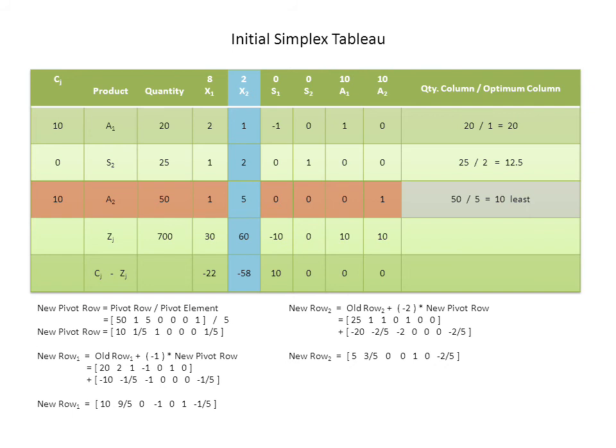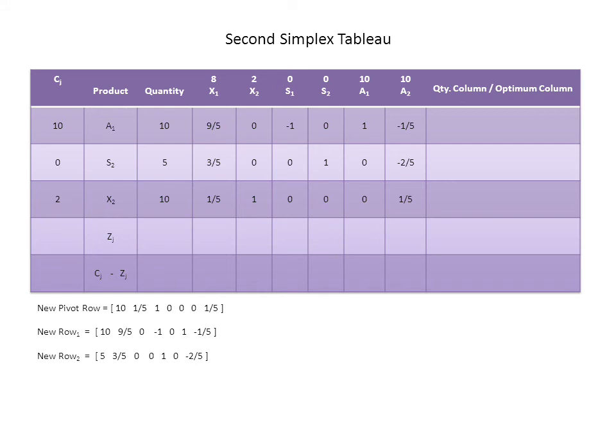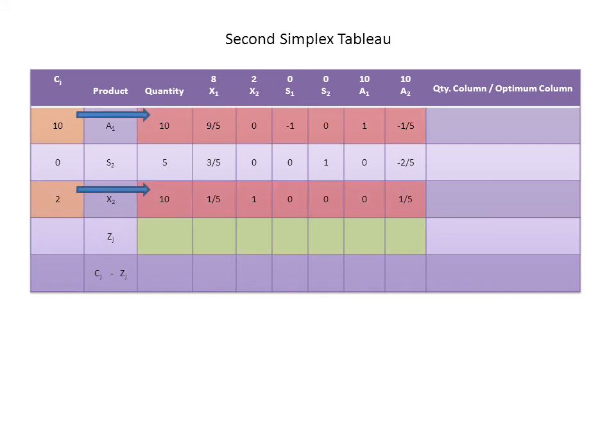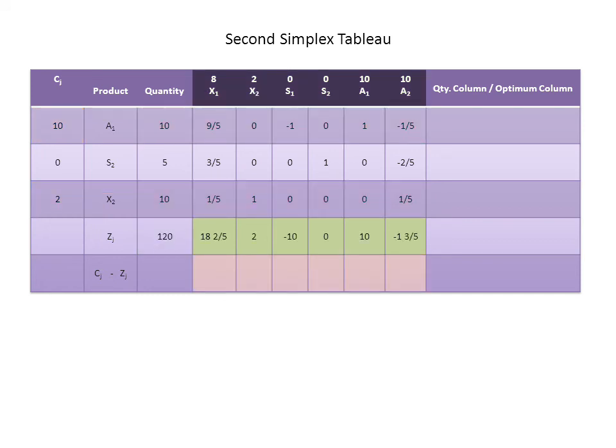New row values are computed as follows. Take note that the multipliers to the new pivot row are the negative values of the optimum column. With the new rows, we construct the second simplex tableau. Compute for ZJ row values as well as CJ minus ZJ values.